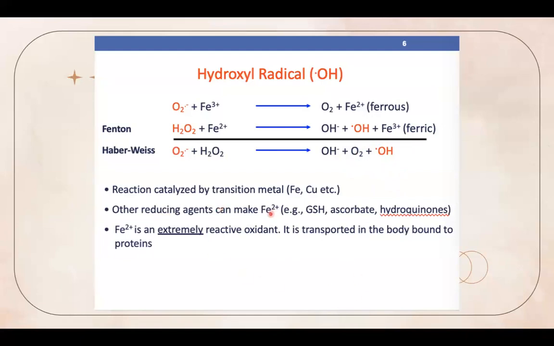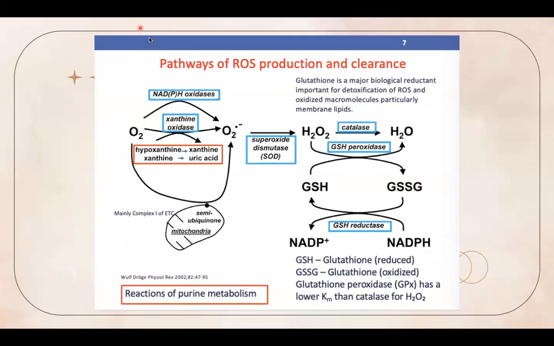And what are some agents that produce Fe2+? So we have glutathione, we have ascorbate, we have hydroxyquinones. These are medications. Right, so let's further talk about how the O2 or the superoxide is produced. We spoke about how the hydroxyl radical is produced. Now let's talk about how the superoxide radical is produced. So which pathways produce ROS in our body?